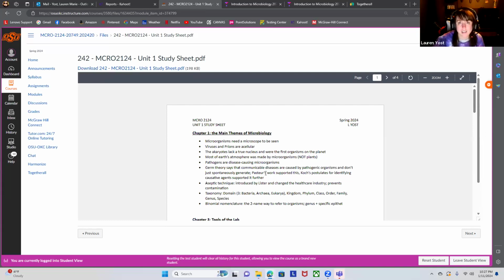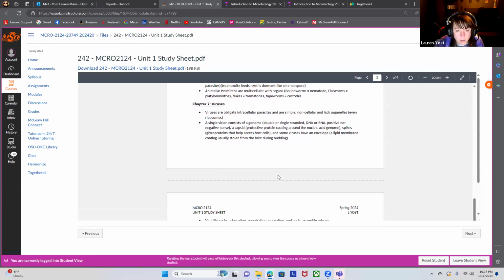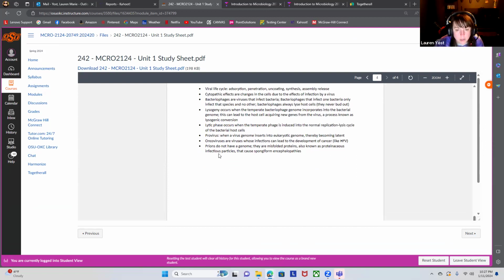If you think that this sheet is enough to get you through the test, you're probably wrong. If you can read everything on here and actually understand what is said on here, then you'll be fine. If you see a sentence like, viruses and prions are acellular, we also have it down in 7, I think, but might have more explanation of some of these. Like prions do not have a genome. They are misfolded proteins. They are proteinaceous infectious particles.